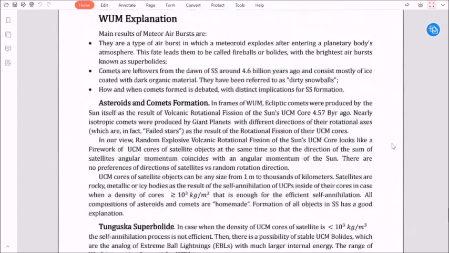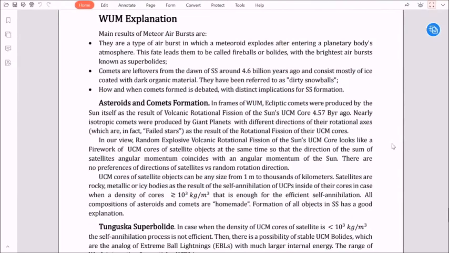Summary. The main results on meteor airbursts are: they are a type of airburst in which a meteoroid explodes after entering a planetary body's atmosphere. This fate leads them to be called fireballs or bolides, with the brightest airbursts known as superbolides.